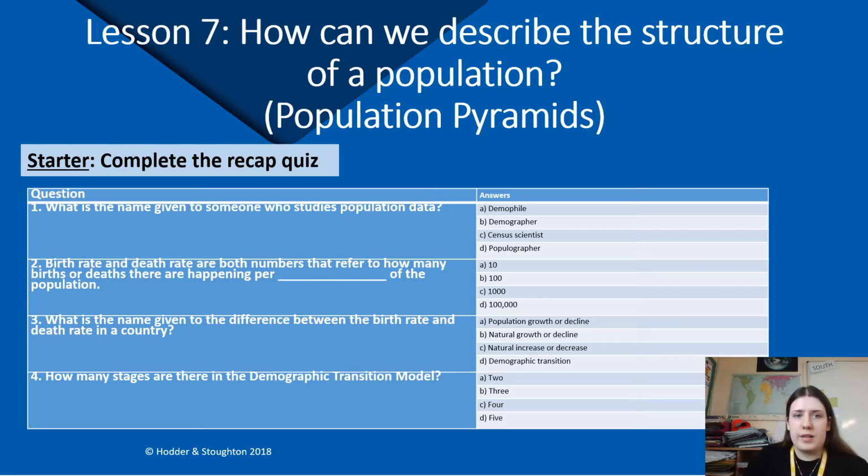So today's lesson is on how we can describe the structure of a population. You'll be looking at population pyramids. During the last lesson, lesson 6, you were looking at demographic transition models. There are 4 questions to answer. The answers are there for you, you just need to decide which one is correct. It'll probably take you about a minute, maybe 2 minutes. So just pause here, complete it, and then go to the next slide.